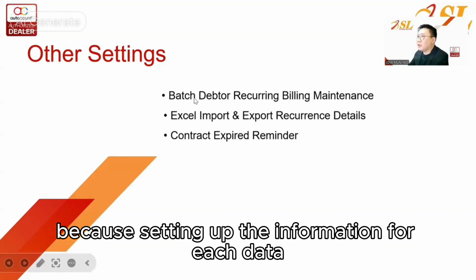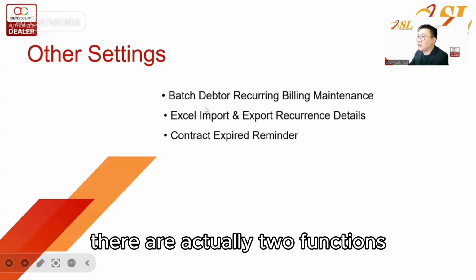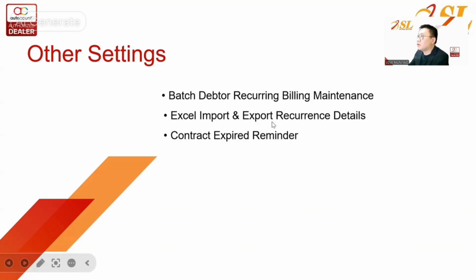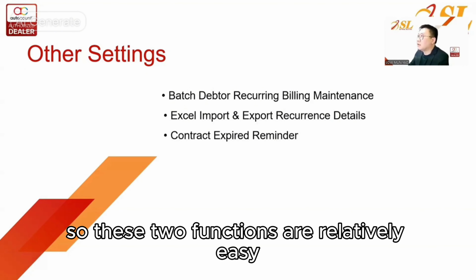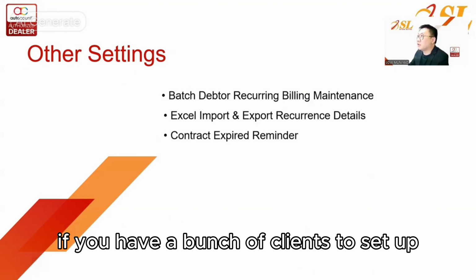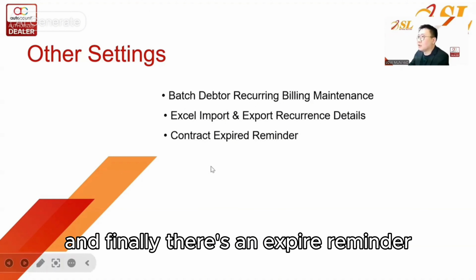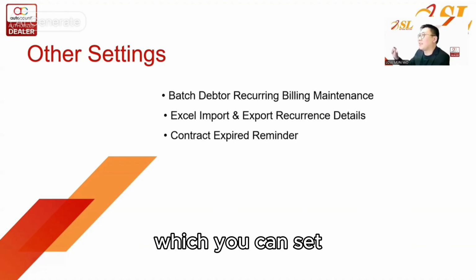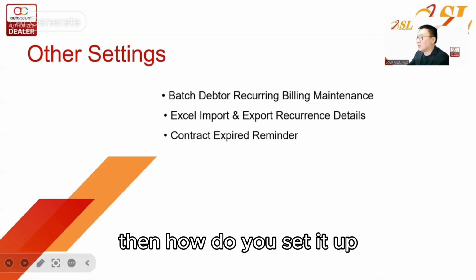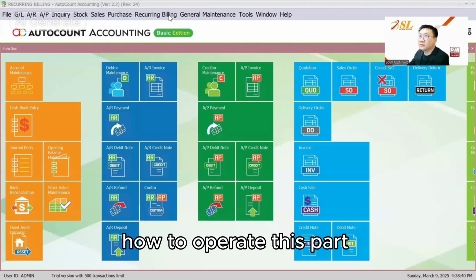Look here. Because setting up the information for each debtor individually is very time consuming, there are actually two functions. One is batch debtor recurring billing maintenance, and the other is to import using Excel. So these two functions are relatively easy. You don't have to open each one to adjust. If you have a bunch of clients to set up, you can consider using these two functions. And finally, there's an expire reminder, which you can set to notify you a month before it expires. Then how do you set it up? Okay, you give me a moment to show the system how to operate this part.